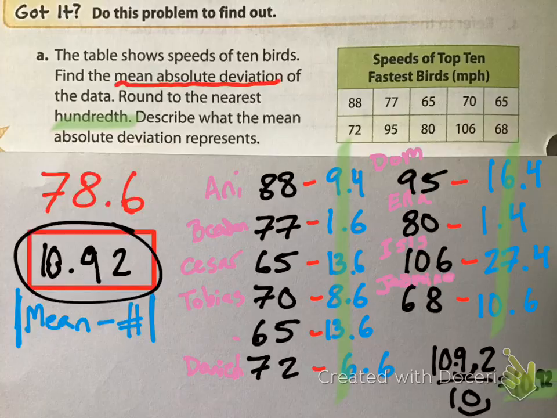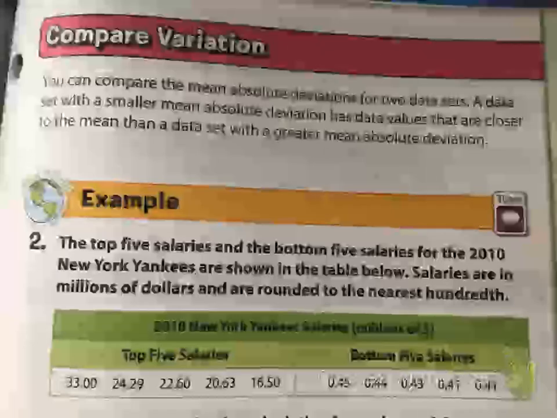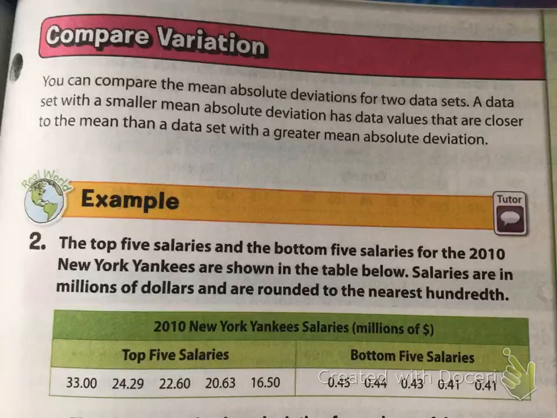Honestly, you can compare the mean absolute deviations for two data sets. What that means is essentially you're just seeing which one has a bigger mean deviation. You can see that. So the top 5 salaries and the bottom 5 salaries for the 2010 New York Yankees are shown in the table below. Salaries are in millions of dollars and are rounded to the nearest hundredth.